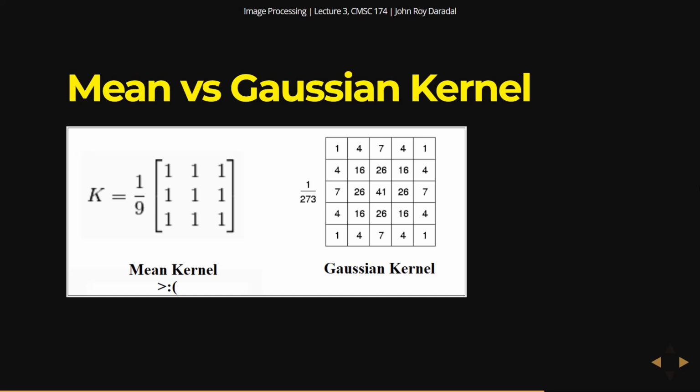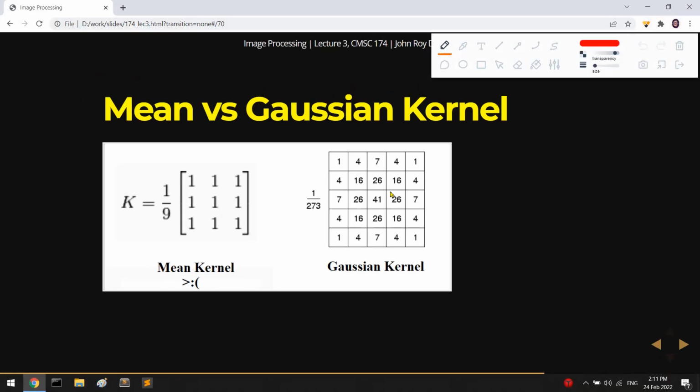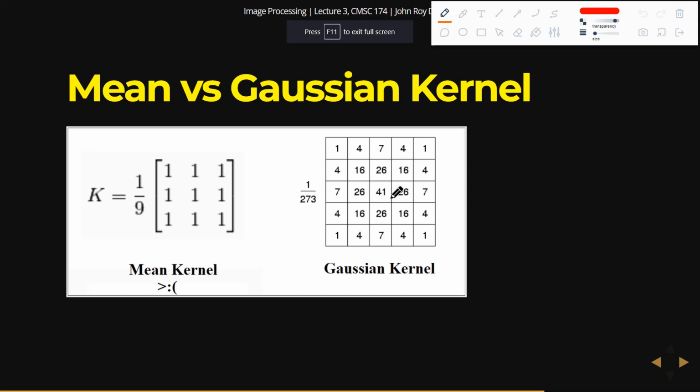Now for the mean kernel, we said that it's equal for all neighbors, right? So the weight is all 1, and then we normalize it by dividing by 9. Okay, so that is for the mean kernel. For the Gaussian, on the other hand, we already kind of mentioned this earlier, but it follows a Gaussian curve or a bell curve, right? So maybe at the center it has the most weight, which is 41, and then at the immediate neighbors, which is the up, down, left, right, it has 26.